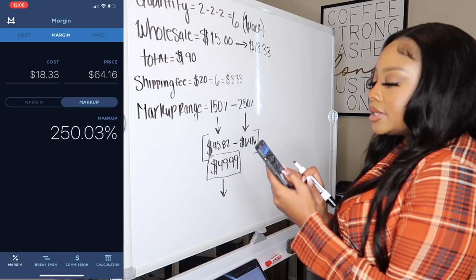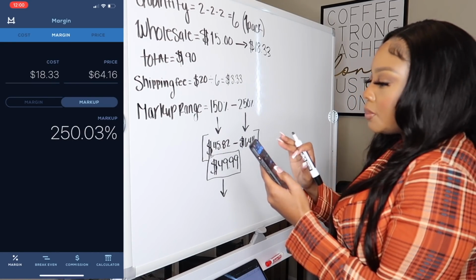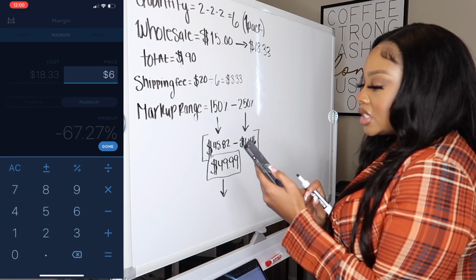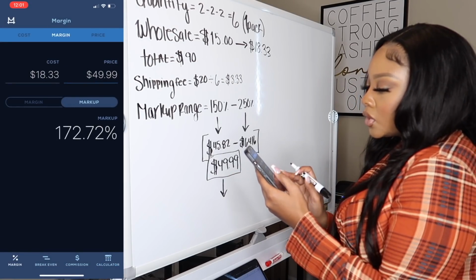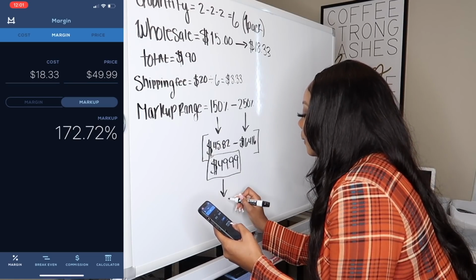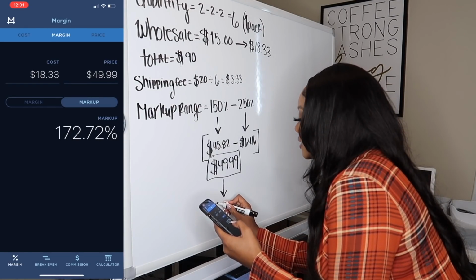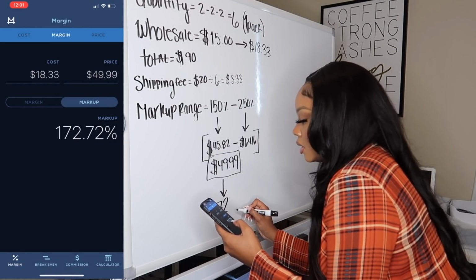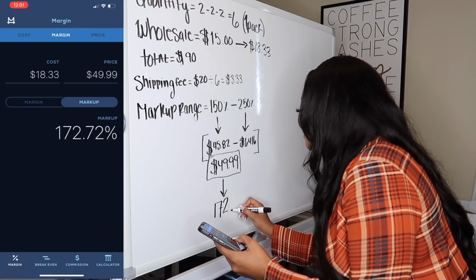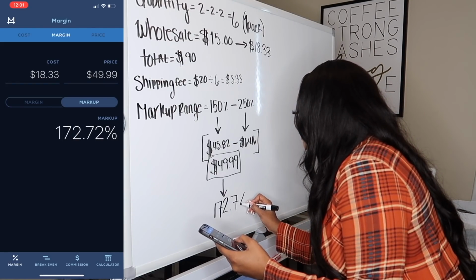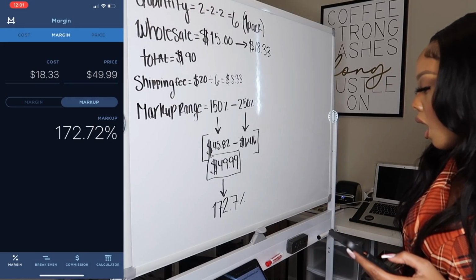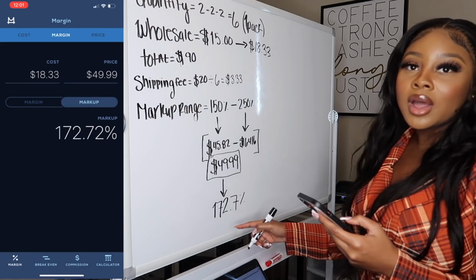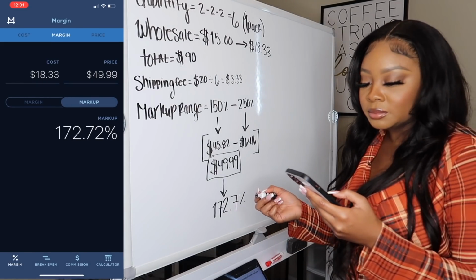We know that it's $18.33 is the cost of the product. We're going to come right here to price because we're going to price it at $49.99. So that's going to give us a markup of 172.7%, you guys. I'm sorry about that. So that is going to be our business's overall markup. And guess what? After that, we can figure out profit.